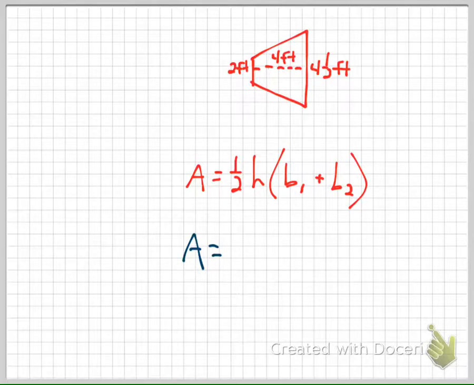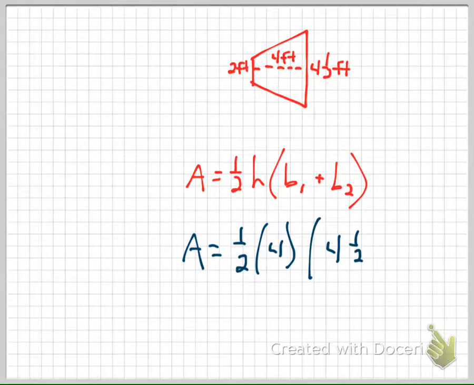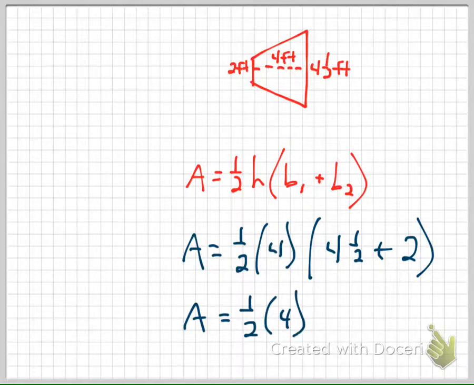Area equals, okay, 1/2 times the height. What's the height? 4 feet. Times B1. 4.5. It doesn't matter, right? Oh, I'm just plugging it in. Oh, 2. Right? Plus 2. And then you go, okay, area equals 1/2 times 4 times 6.5, right?